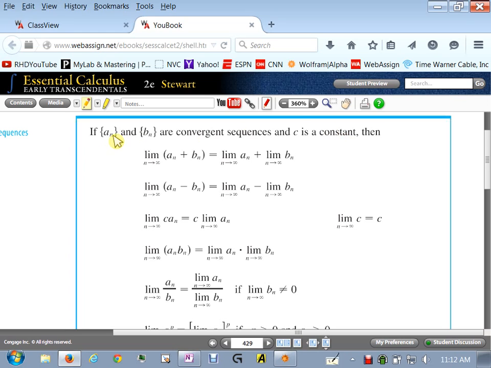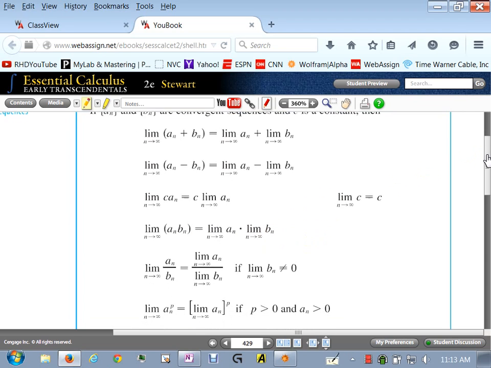So assuming that the two sequences we start with are convergent, then if you want to take the limit to see what happens when you add the two, you can do each one separately. So you can split them up into two separate limits. If you do subtraction, same thing. If you multiply your sequence by a constant, you can pull the constant out and take the limit of the sequence. The limit of a constant is a constant. If you multiply two sequences together, just do each limit separately and multiply the two answers together. Again, you have to have convergent sequences for this to work.